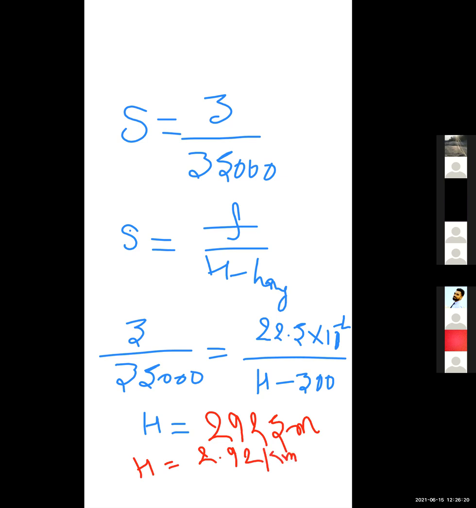Okay. So this is the flying height. This is the value of flying height. Okay. Clear to everyone? This is clear to everyone? Any doubt? Yes, ma'am. Okay.